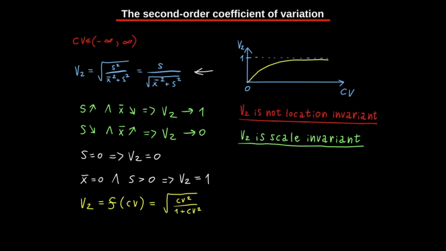So to summarize, the second order coefficient of variation is a bounded measure of relative variability. It can be used as an alternative for the ordinary coefficient of variation.